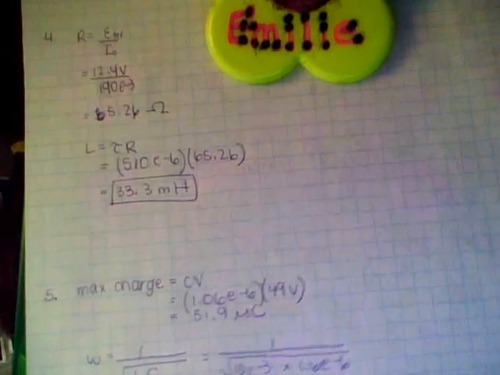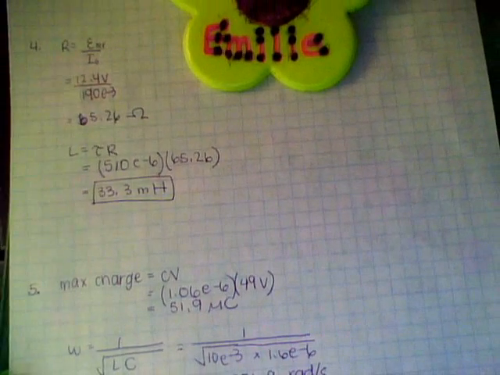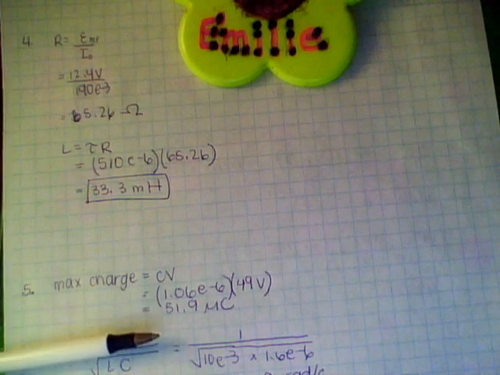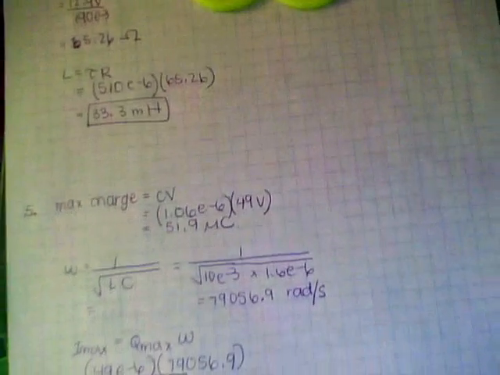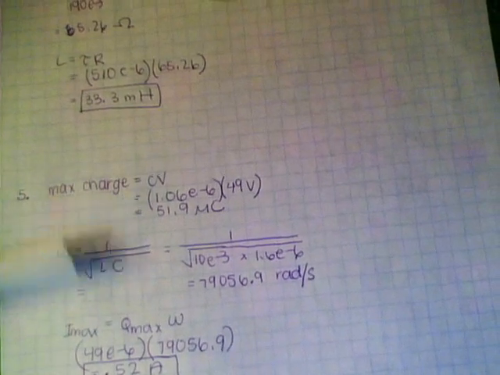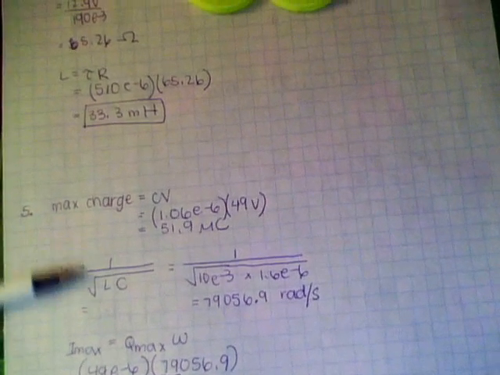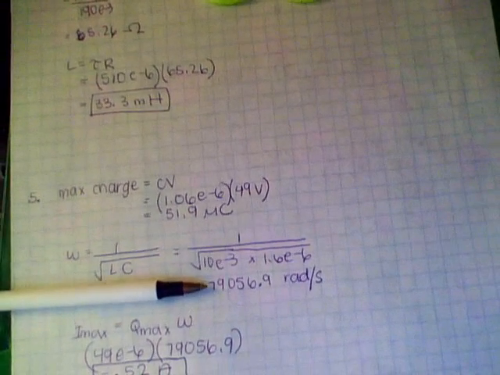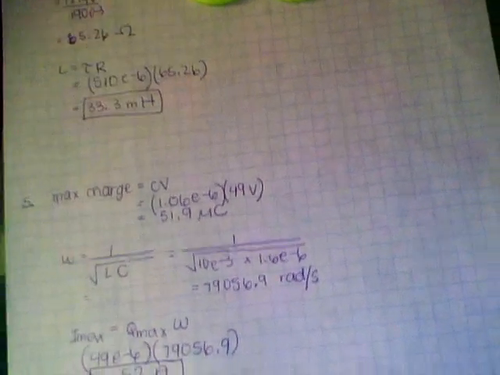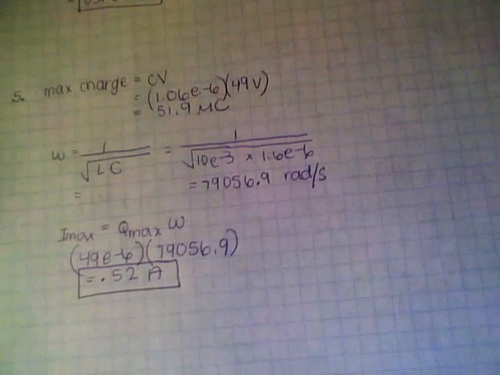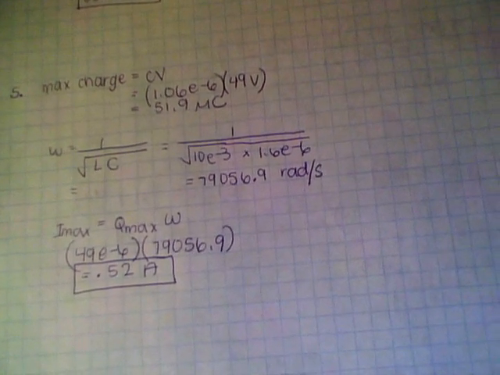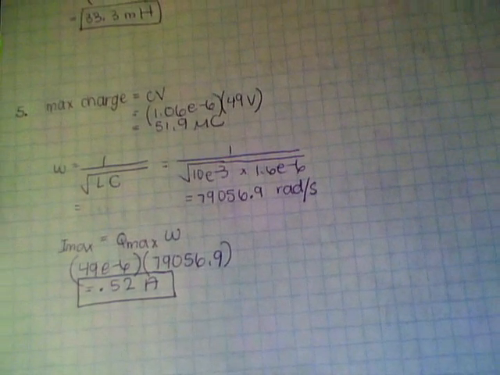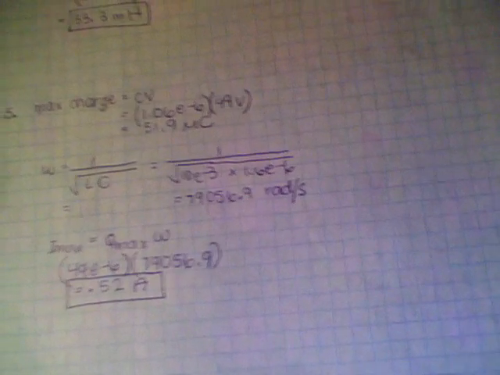Alright, number 5. Maximum charge equals CV. Plug it in, you get 51.9. And then you plug it into your omega, and it's 1 over root LC. Plugging in all your things, you get 79,056.9 radians per second. And then you plug that into your Imax equation, your current, which is charge times omega, and you get 0.52 A.